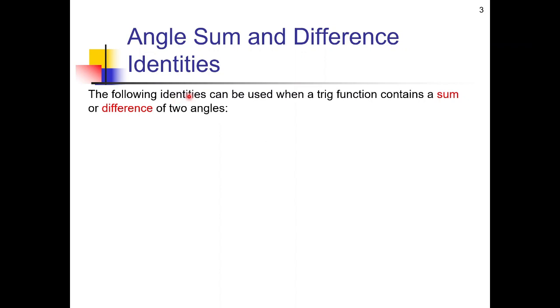So the following identities, and there are 6 of them, can be used when a trig function contains either a sum or a difference, an addition or subtraction of 2 different angles. So we'll start with sine. Let's say that we have sine of 2 angles. We'll call them A and B. So it turns out this is equivalent to sine of A times the cosine of B plus the sine of B times the cosine of A.